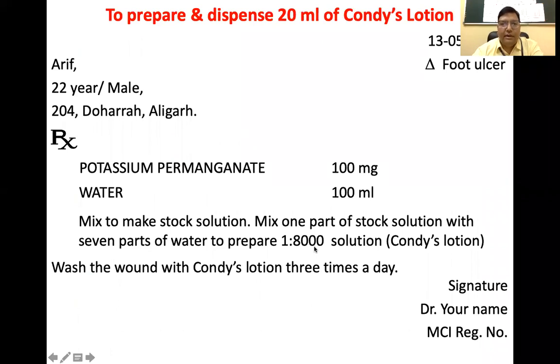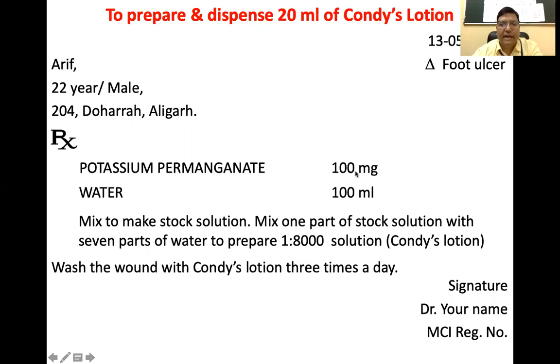So this is today's prescription which you were supposed to prepare in this lab. But you should know what basically you are going to do, what the thing is, how you are going to prepare the Condy's lotion. So the exercise is that you have to prepare 20 ml of Condy's lotion with a ratio of 1:8000. Okay, and this is to be used in foot ulcer for irrigation purposes.